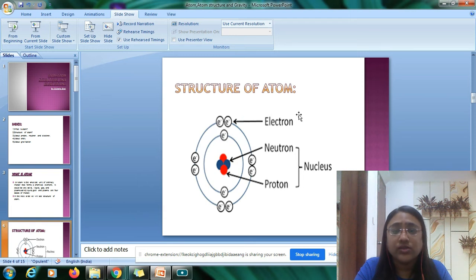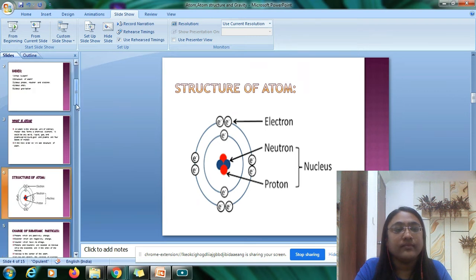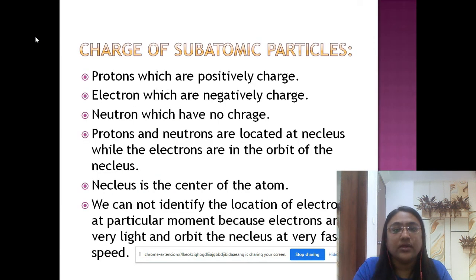This is the structure of an atom. In it we can see the orbit, and in that orbit there are lots of electrons. In the center there are neutrons and protons. Now we will see the charge of the subatomic particles. Protons are positively charged, electrons are negatively charged, and neutrons are neutral, meaning they have no charge.